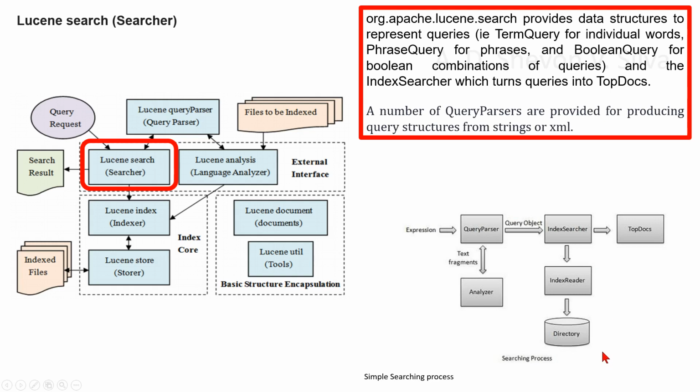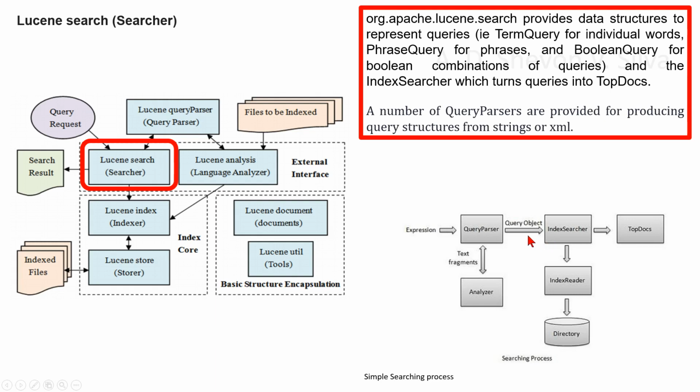Field. The field class is the lowest unit of searching. It is similar to field in the indexing process. Query. The query class is an abstract class that contains various utility methods and is the parent of all types of queries that Lucene uses during the searching process.